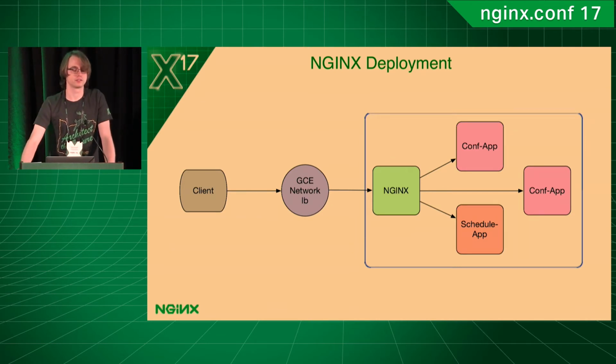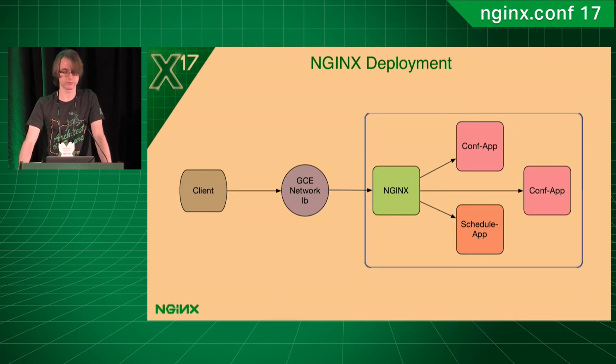So in our cluster, we have an NGINX container running, and this NGINX is configured to load balance our conference containers and the schedule container. Also, our NGINX container is exposed to the outside of the cluster through the Google Cloud Network Load Balancer. So the client connects first to the Cloud Load Balancer, and then this load balancer sends a request to NGINX, and then NGINX distributes the request to the appropriate application.